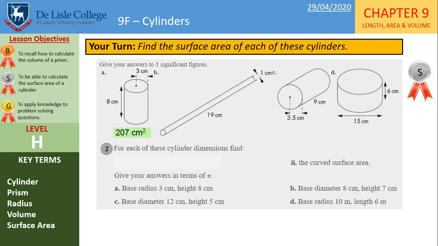Right, question 1a is 207 centimetres squared. B, 61.3 centimetres squared. C, 275 centimetres squared. D, 636 centimetres squared. Question 2 are in terms of pi. So A is 48 pi centimetres squared. B, 56 pi centimetres squared. C, 60 pi centimetres squared. And D, 120 pi metres squared.